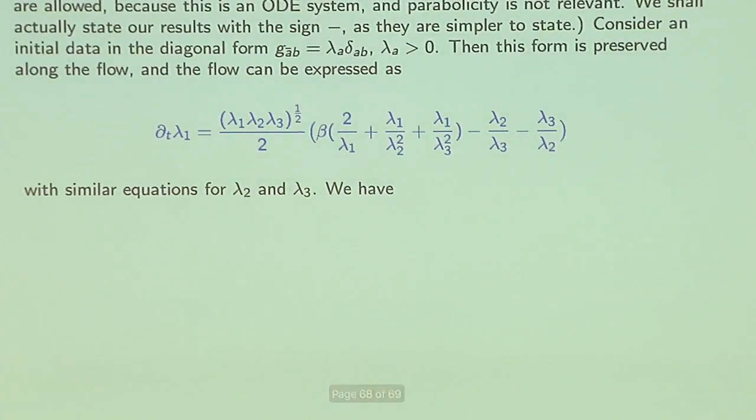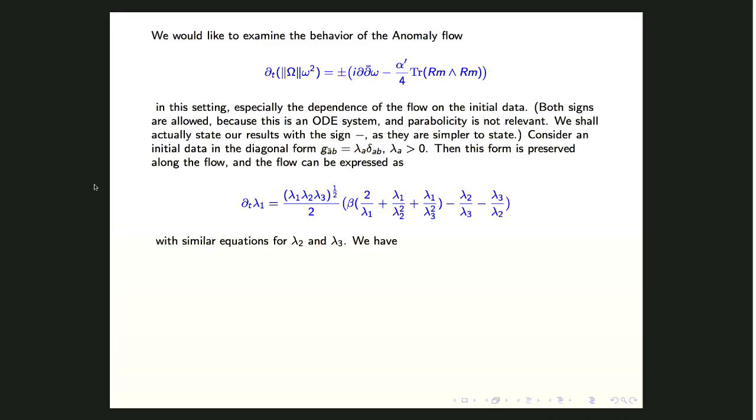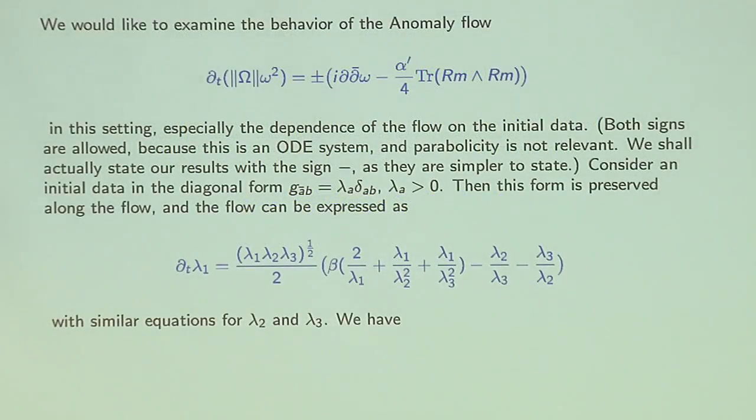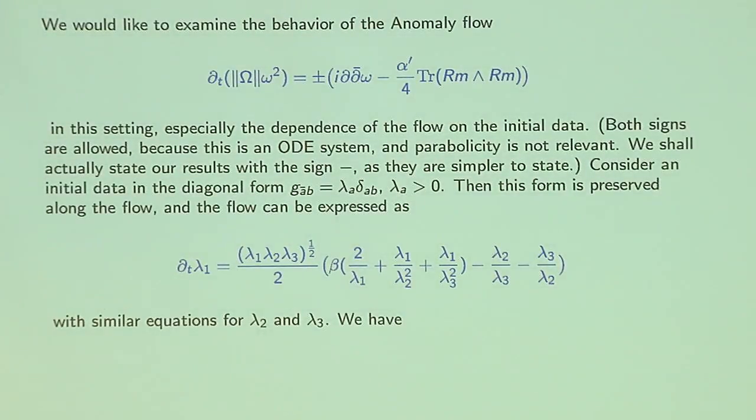So let me now just say very quickly what happens. So we are interested in the anomaly flow, right? So let me write it like this with plus and minus. In the PDE case, you have to pick a sign because you want the equation to be parabolic. But invariance makes it all ODE, so therefore you can pick either sign, right? And then you should look at them both. And it turns out that the flow, if you look for the initial data, which is diagonal, is given by this dynamical system. So it's a little bit non-trivial, but nevertheless, it can be analyzed.